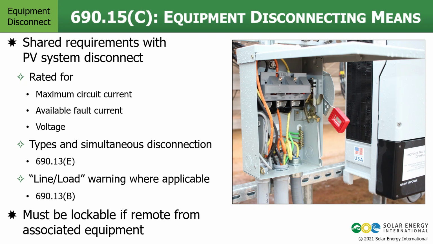If the disconnect is remote from the equipment, so that's more than 10 feet or out of the line of sight of the equipment, it has to be lockable. So that way, if we shut that disconnect off, say a combiner box on the DC side of the system that is remote from the inverter, we want to be able to lock and tag that disconnect out so that it's not accidentally energized, which would energize the inverter if we're working on the inverter.